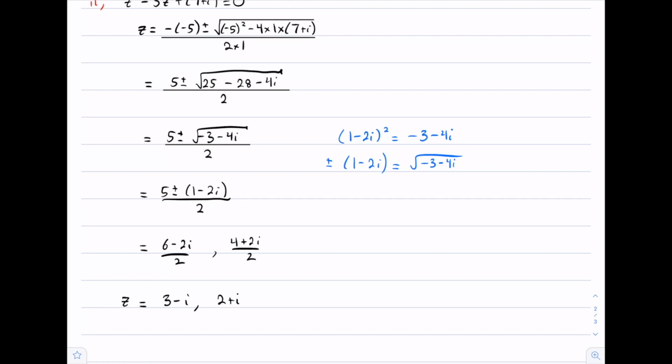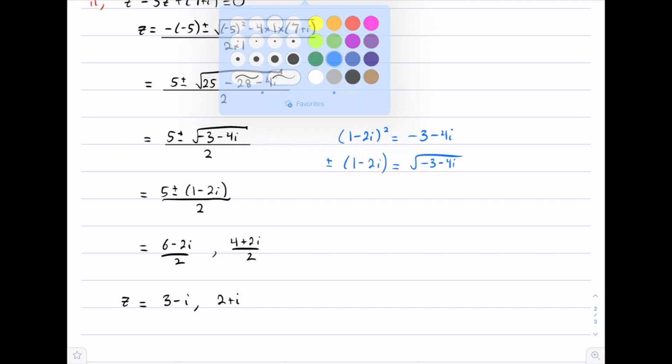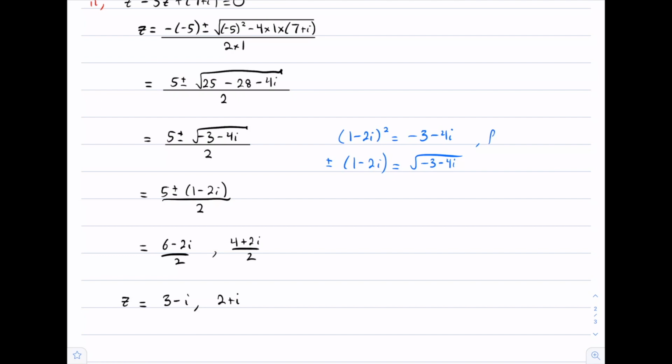We've solved our quadratic equation. Now, probably at this point, it would have been a good idea to say "from part I", just to indicate that we're using that result that we've already worked out. But that's the end of question B.